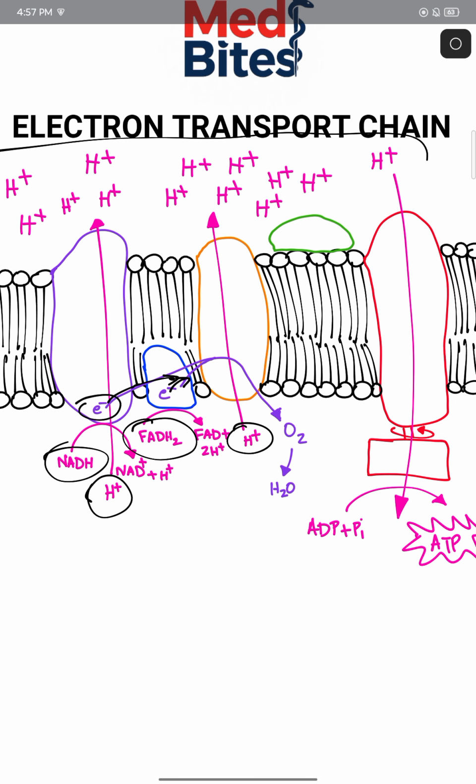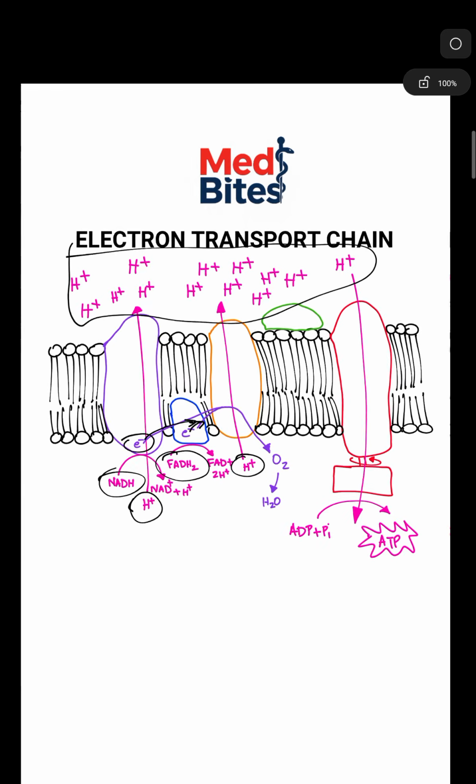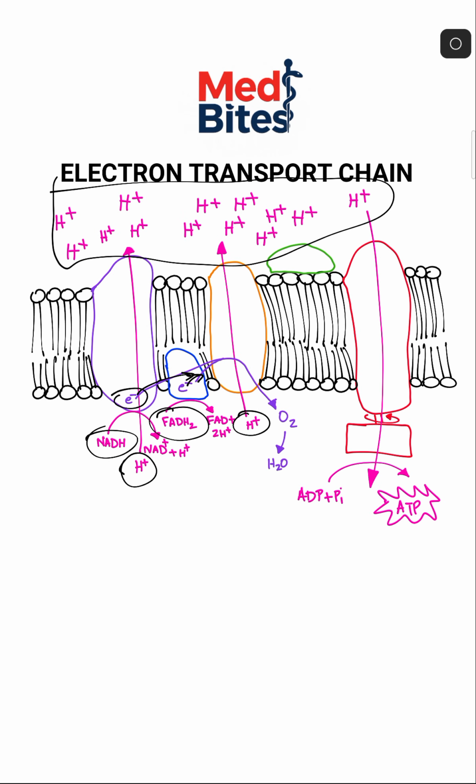Notice how I've drawn many H plus ions outside rather than inside. This is to signify that there's a large concentration outside. Think of it like water building up behind a dam. Eventually, those hydrogen ions want to flow back. Now, the only way they go through is through an enzyme called ATP synthase.